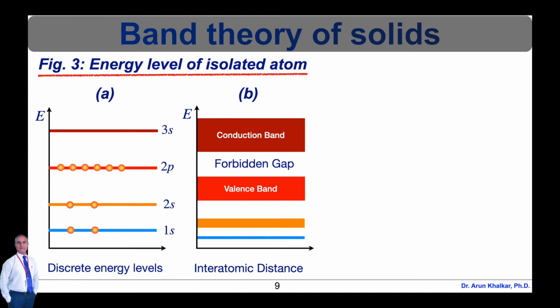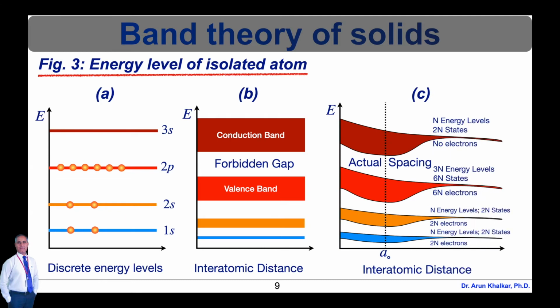The formation of the band in the crystal. A crystal, that is the solid, consists of an enormous number of atoms arranged in a periodic structure. If there are N identical atoms, all of them have identical sets of energy levels. In figure C, which shows an atom at the origin of the coordinate system, other atoms approach this atom along three directions and stay at a distance small a naught, which is the lattice constant of the crystal.